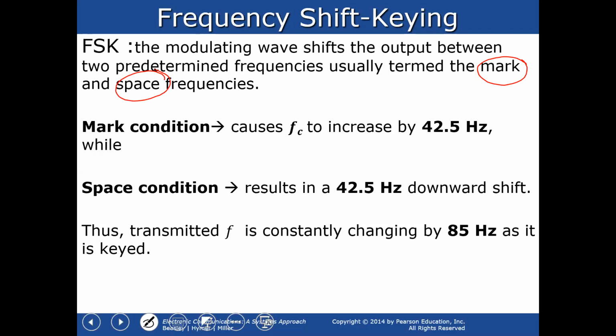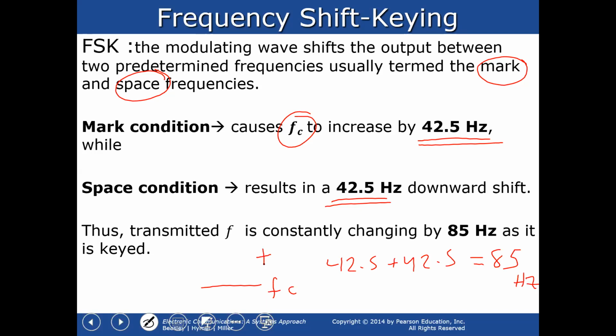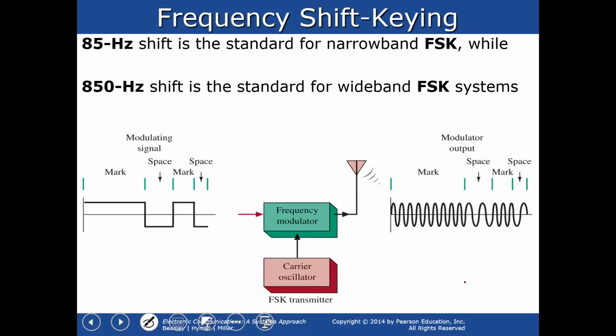We're going to notice here that the mark condition will cause your carrier frequency to increase by 42.5 hertz. We're talking here about the narrow band. And the space will result in a decrease by 42.5 hertz. So your transmitted frequency is constantly changing by a total of 85 hertz. This is your carrier frequency, you're increasing sometimes by 42.5 and decreasing by 42.5, so the whole band is just 85 hertz. This shift is the standard for narrow band frequency shift keying, while 850 hertz will be used for wide band shift keying.